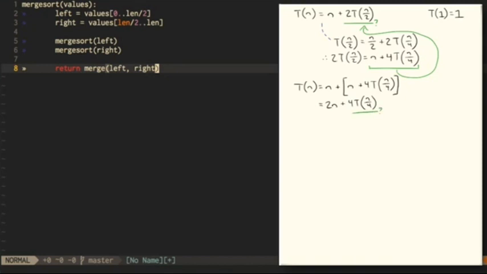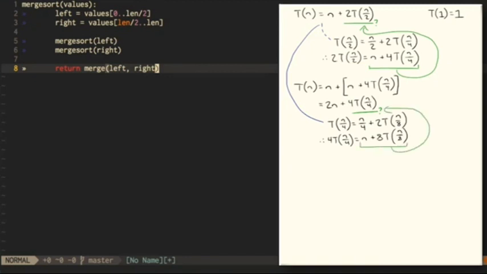We can do the same kind of trick again in order to figure this out, substituting n over 4 into the original equation. T of n over 4 is equal to n over 4 plus 2 times T of n over 8. Therefore, multiplying through again, 4T of n over 4 is equal to n plus 8T of n over 8. And now we have the thing we were looking for, the value of 4T of n over 4. We substitute that back in, and now we'll have an equation of T of n is equal to 2n plus n plus 8T of n over 8.